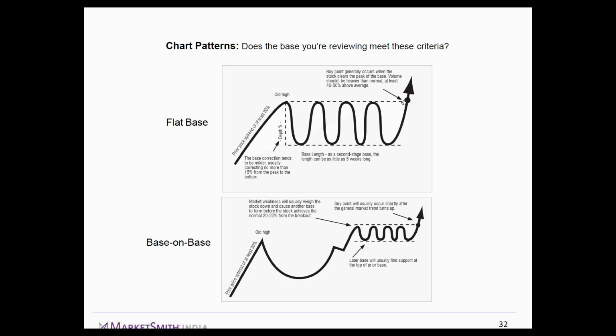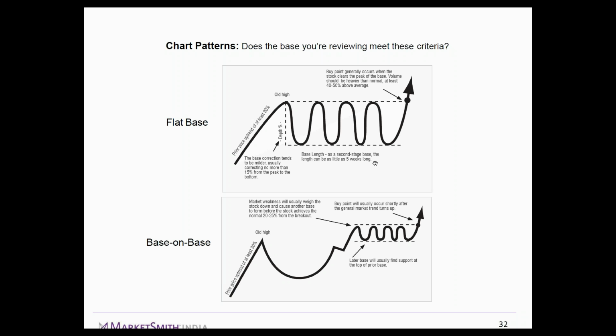Now let's see where the buy point occurs. The buy point generally occurs when the stock clears the peak of the base. So this is the peak. It clears the peak of the base. Volume should again be at least 40 to 50%, ideally 50% is the volume which we are looking for. So this is the buy point. Once the stock breaks out from here on good volume, it usually has a good run, and this is what we should look for.